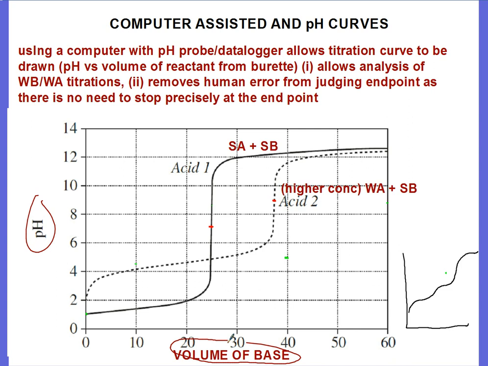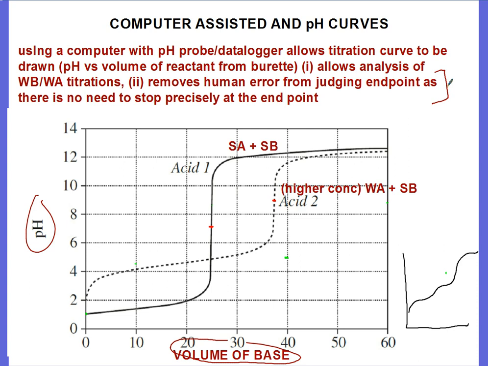Now, the advantage of using a computer-assisted titration and making a pH curve is, once you've got a pH curve, you can actually analyse weak acid, weak base titrations, which can't be done with an indicator. And second of all, it removes human error from judging the endpoint, because you're allowed to overshoot the endpoint in these sort of titrations. It doesn't matter how much excess acid or base you add, because once you've got the curve, you can actually figure out the endpoint and equivalence point from the curve. You don't have to worry about the colour change of indicator and human error in judging the exact endpoint.